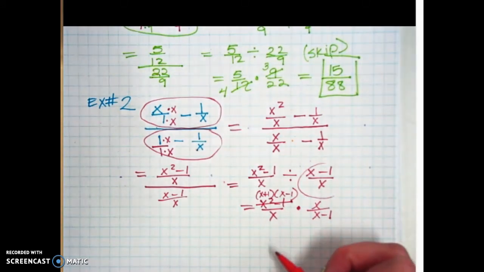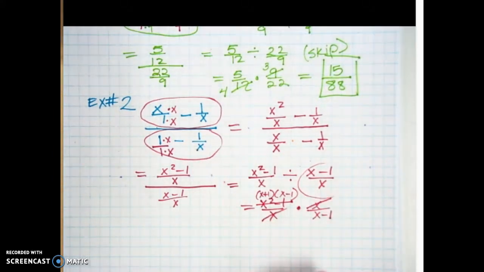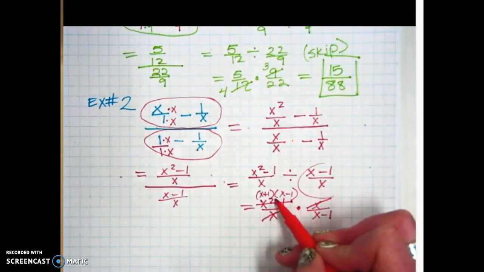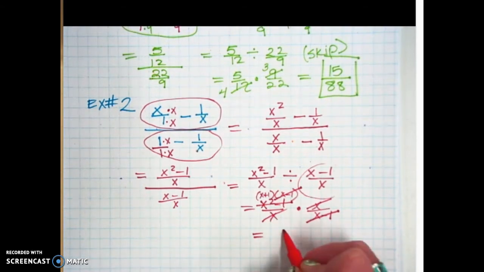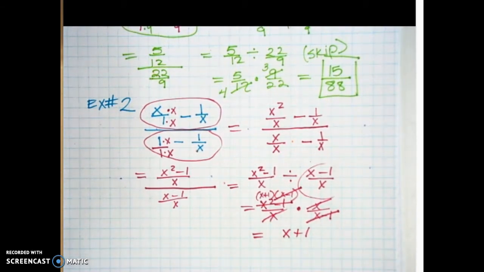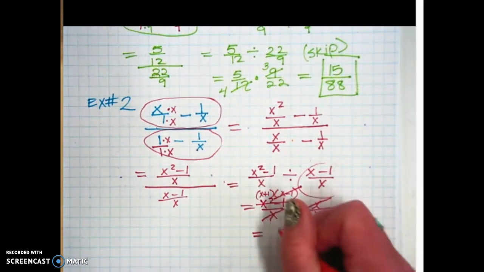And there is a little bit of canceling to do, right? Here's an x and here's an x, so they're going to cancel because that's diagonal. And an x minus 1 and an x minus 1. So all that's left is that x plus 1, and all that's left in the denominator is a 1. You can write it if you want to, or you can just stop there.